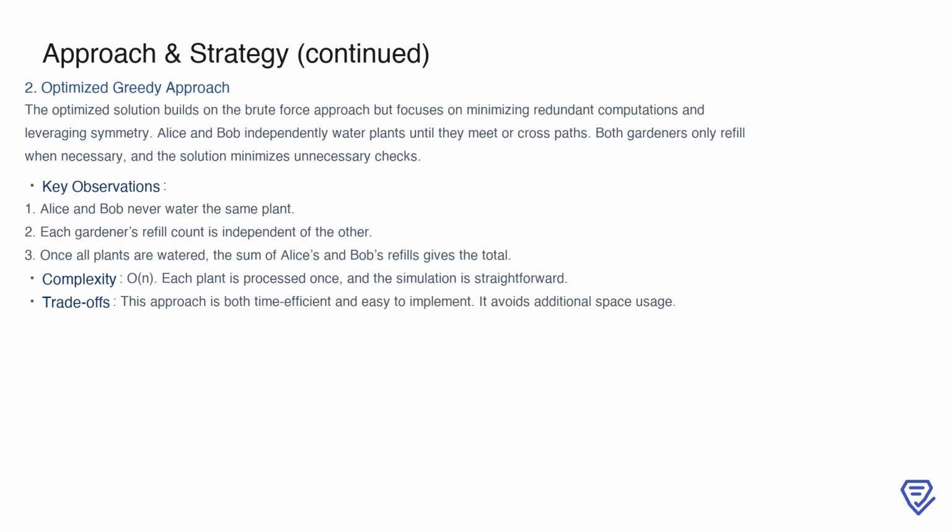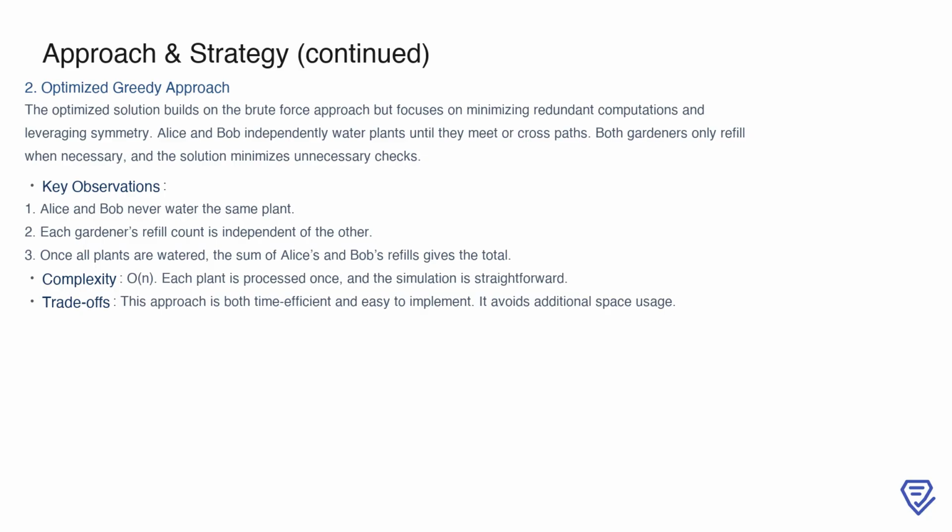Another approach we can use is the optimized greedy method, which improves on the brute force solution by reducing redundant computations and taking advantage of the problem's inherent symmetry. In this approach, Alice and Bob continue watering plants in their respective directions until they meet or cross paths. Each gardener operates independently, refilling their can only when necessary.